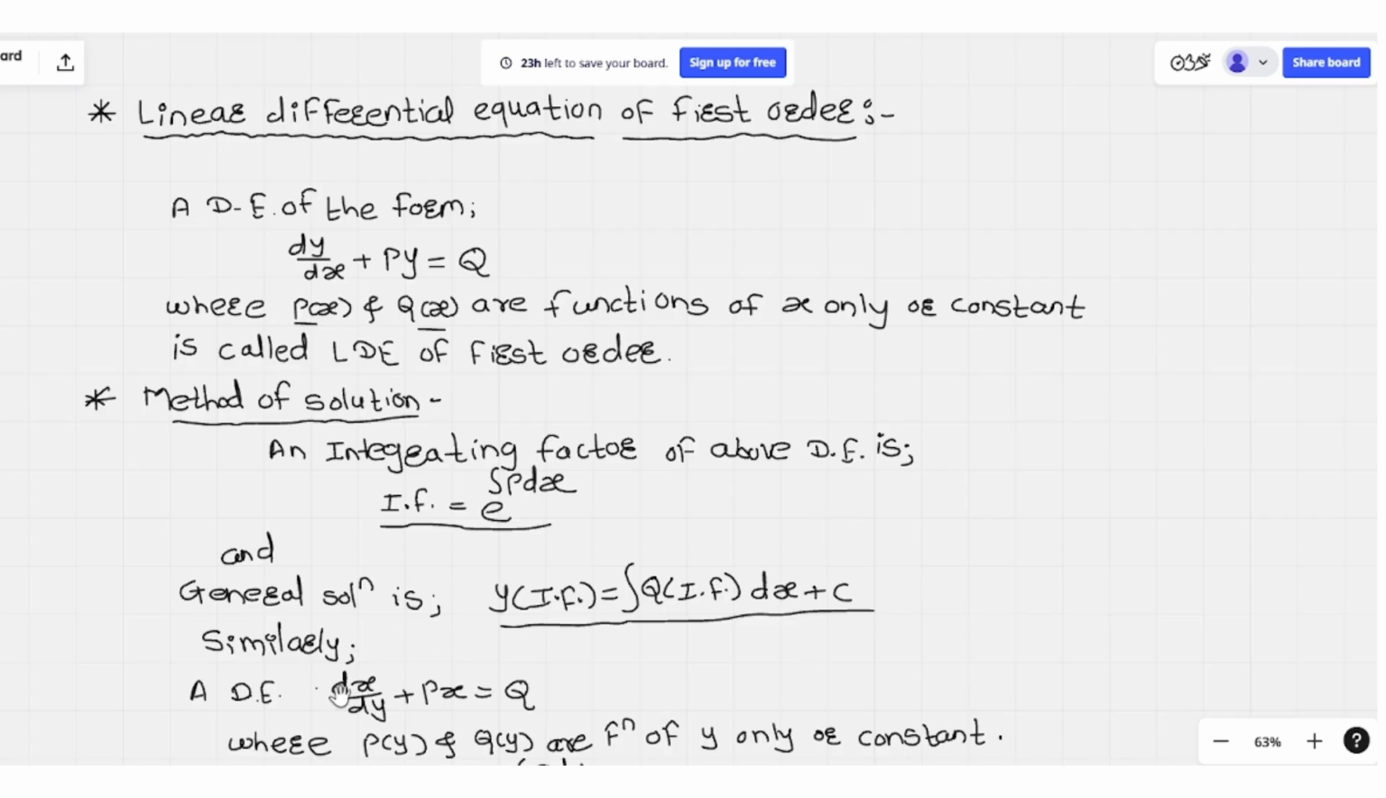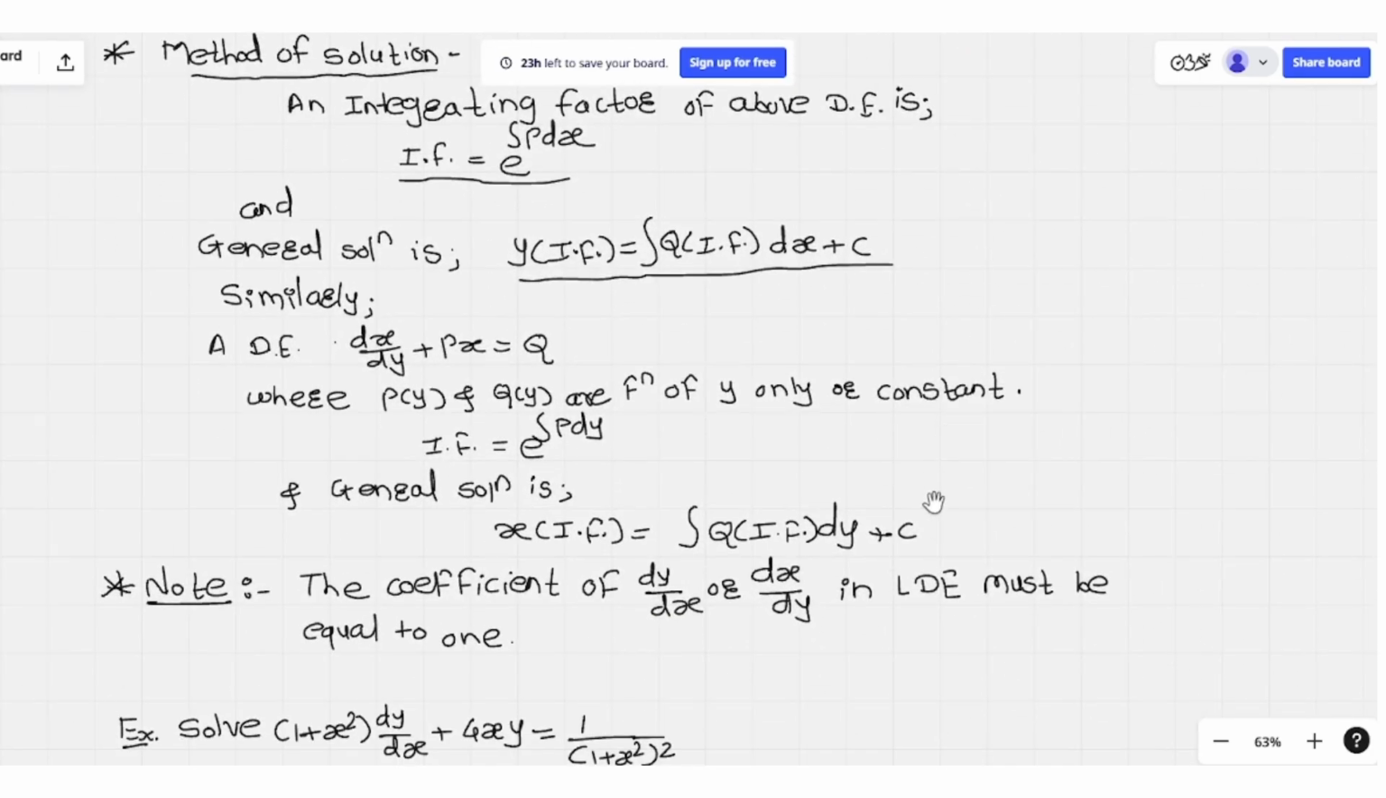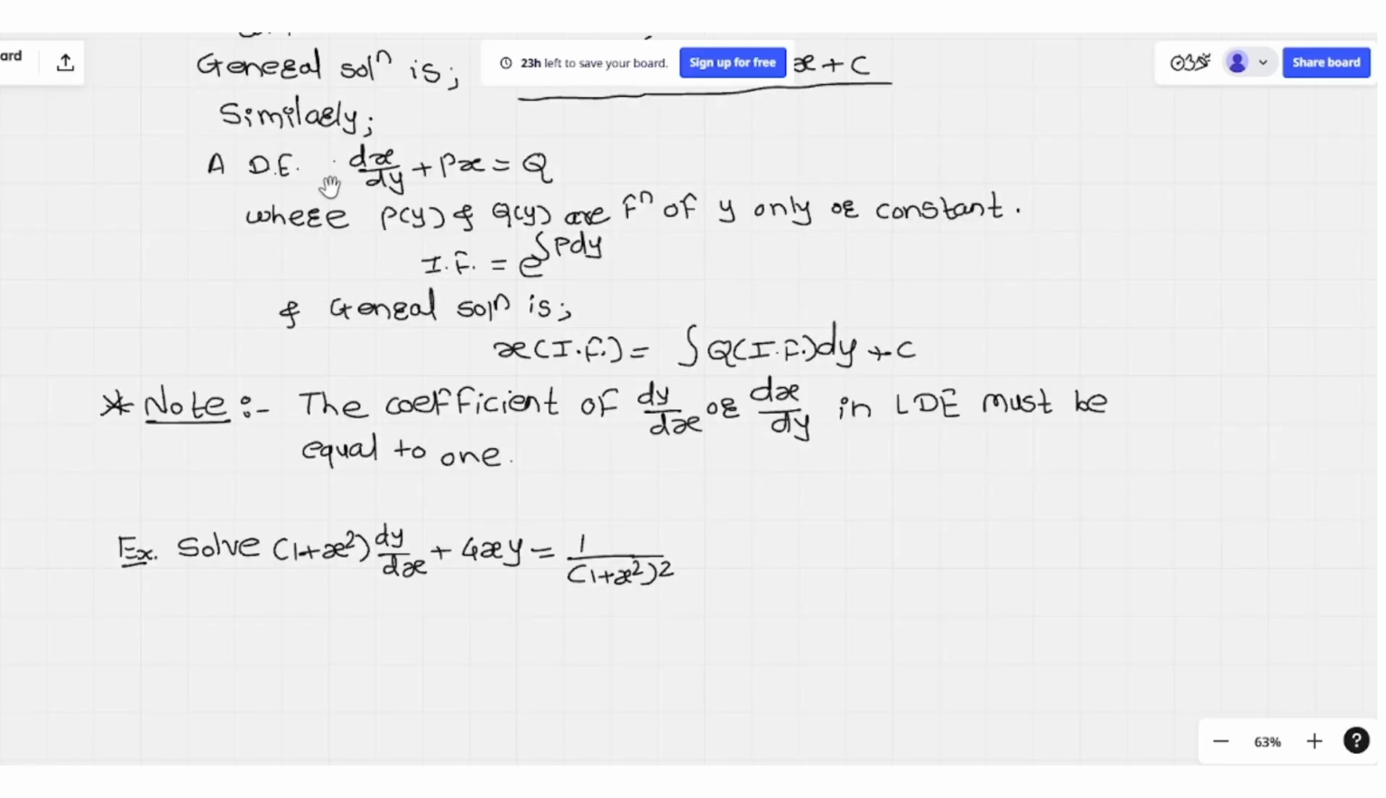Similarly, a differential equation of the form dx by dy plus px is equal to q, where p and q are functions of y only or constants, is also called a linear differential equation, which is linear in x. The method of solution is the same as above.